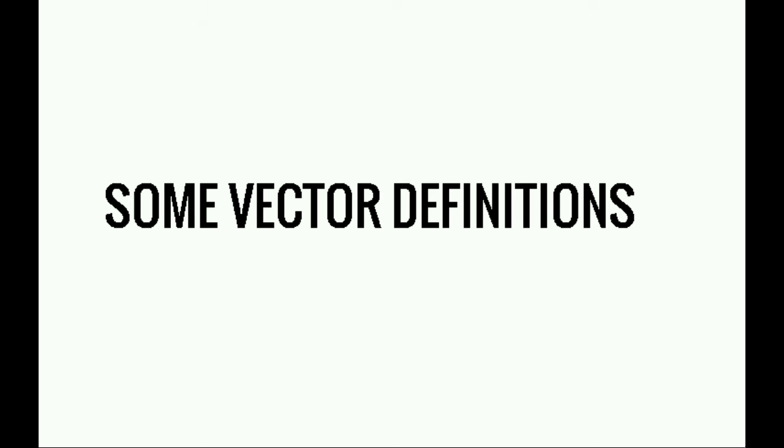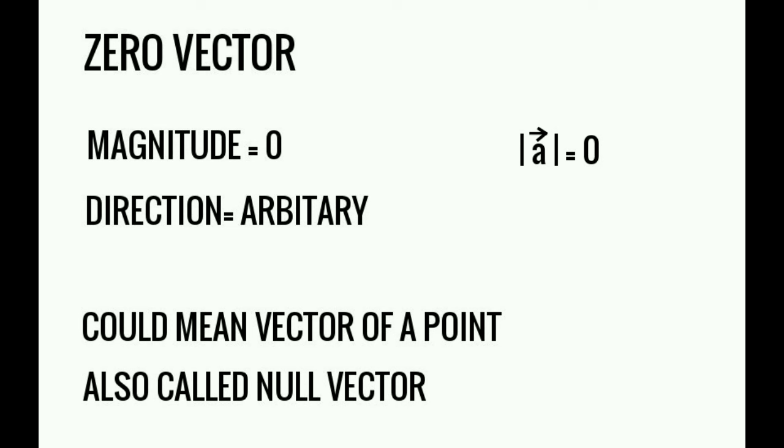Now let's see some vector definitions. Zero vector. For a zero vector, the magnitude is 0 and the direction is arbitrary. That means the magnitude 0 is some point and it's not moving, it's not going anywhere, it's standing right at the point. So you cannot say which direction it's going. Vector A is 0, it's called a zero vector. A zero vector is also called a null vector.